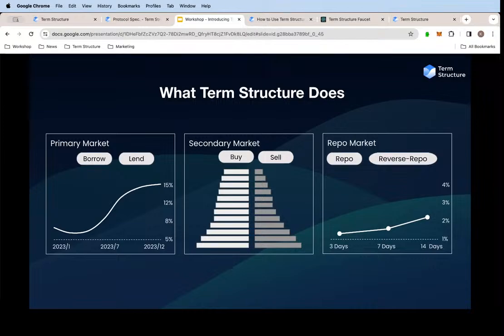And next, what exactly does term structure do? So we focus on building a comprehensive infrastructure and product suite for fixed interest rates markets. This includes the development of primary markets with batched auctions and secondary markets and repurchase markets with real-time order books for the most liquid tokens in the crypto space. In the future, we do plan to extend this infrastructure to include derivative products based on TSB tokens, the native tokens on term structure.